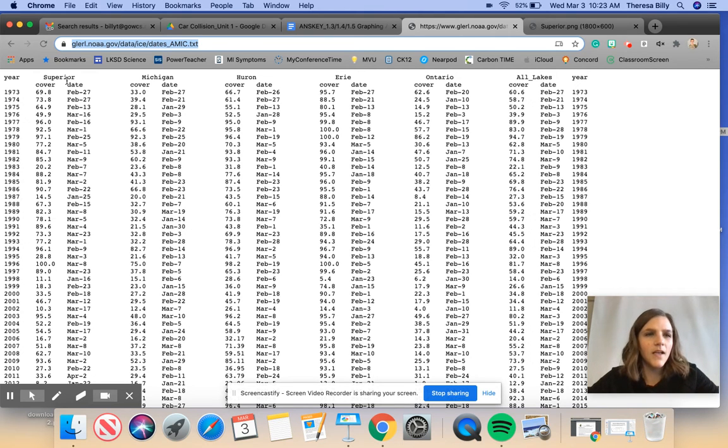You care about this left-hand side that says the year, and then it says we're looking at Lake Superior, and we're looking at the amount of coverage, okay? We're not going to worry about the date, okay? We have no control over the dates. What we do care about is the year and the coverage.